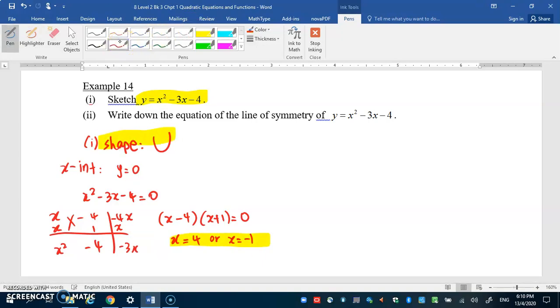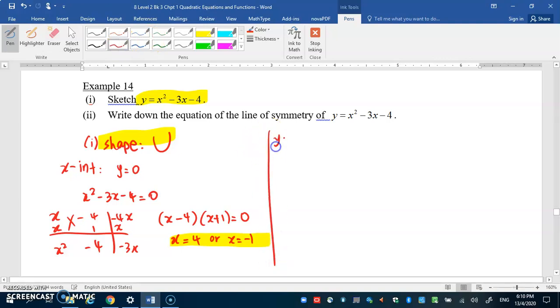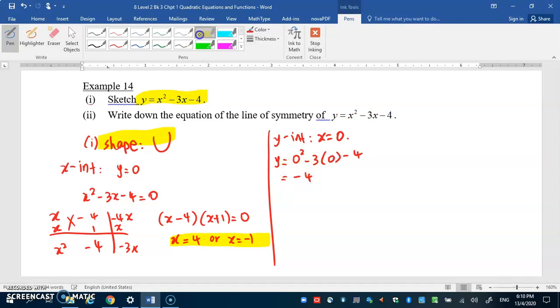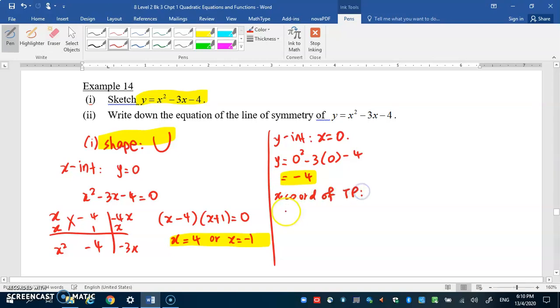Now, what about the y-intercept? Okay, the y-intercept is when x is 0. So y equals 0 squared minus 3 times 0 minus 4. My y-intercept is negative 4. Okay, and I want to find the x-coordinate of the turning point. So 4 plus negative 1 divided by 2. Take the two x-intercepts, add together, divide by 2. 3 over 2 is 1.5.